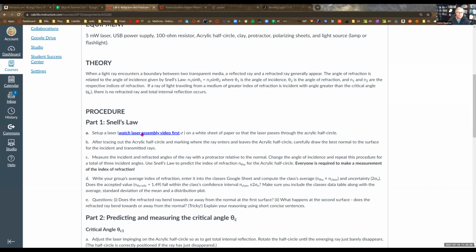You're going to have to assemble a laser, and you're going to see that you need to add a resistor to it because the laser is pretty bright. And we'll look at that.